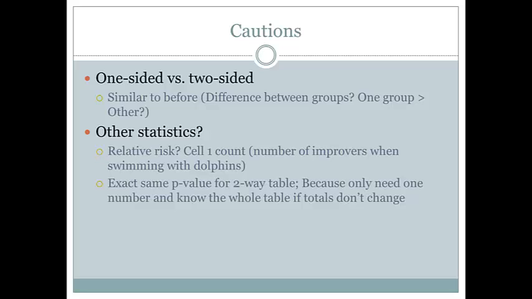Some students wonder, well, what about other statistics? We've talked about the relative risk before. Could I use the relative risk here? Or could I just use one of the cell counts in that two-way table? Actually, you can, and in this case, you'll get the exact same p-value.